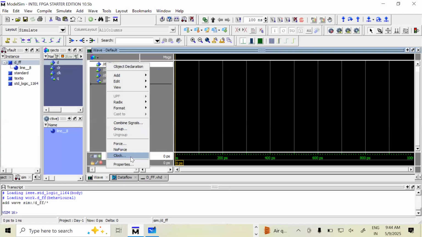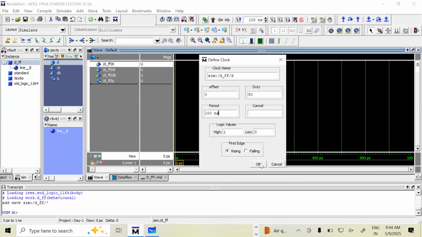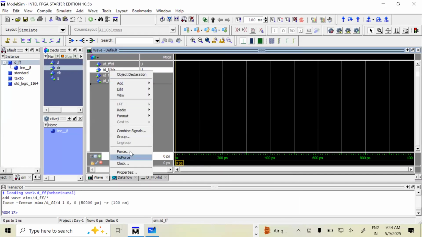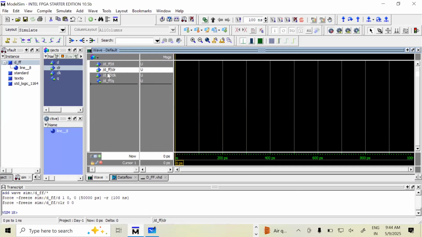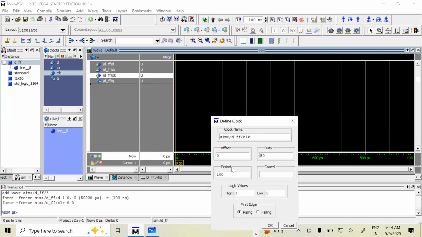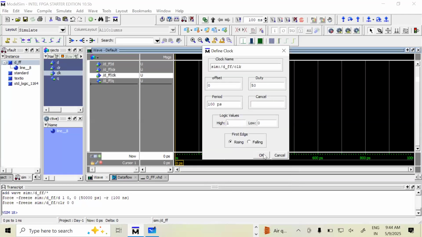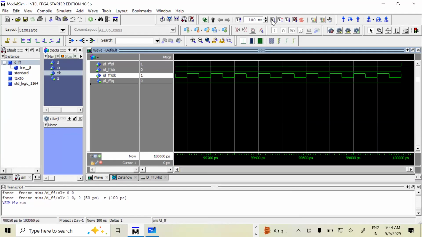So D, let us take it as a clock. CLR, I have to keep it. Let it be 1, let it be 0. See its effect. The clock is of clock type, 100 PS. Then see down.